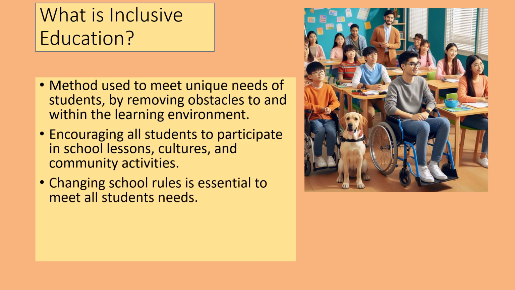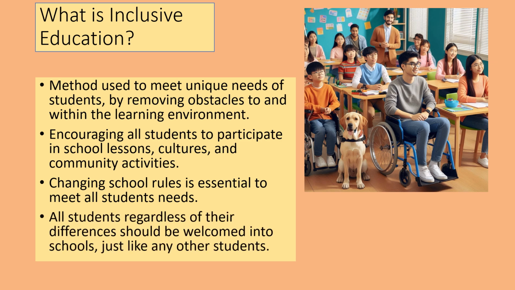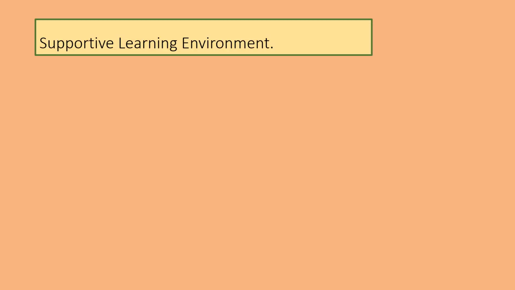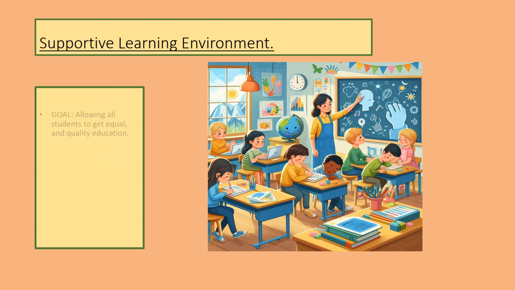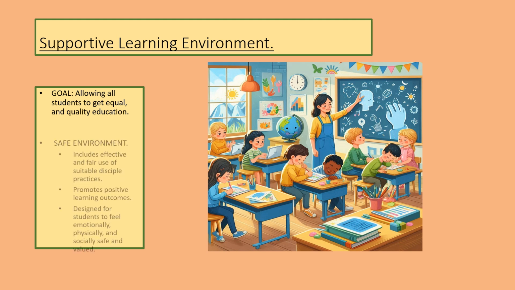All students, regardless of their differences like behavior issues, disability, or unique traits, should be welcomed into schools just like any other students. Now we consider what is a supportive learning environment. The first thing we should consider in this is the main goal of inclusive education, which is to allow all students to get equal and quality education. This includes students with diverse needs.